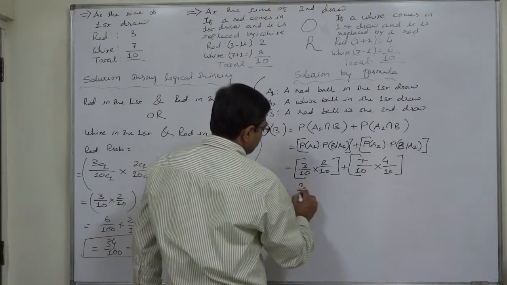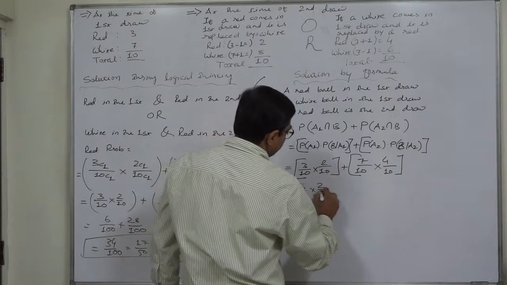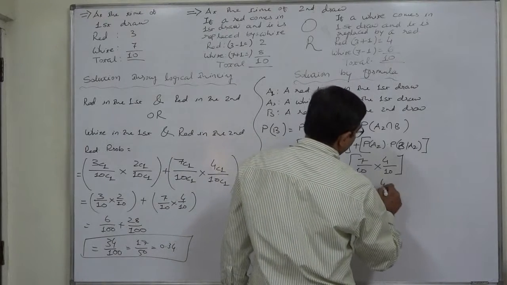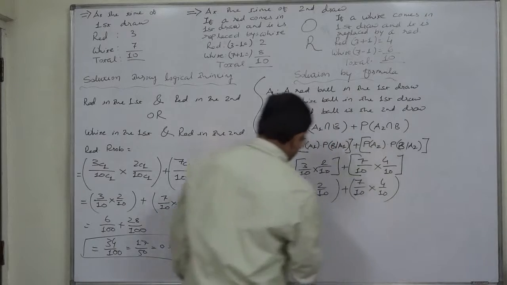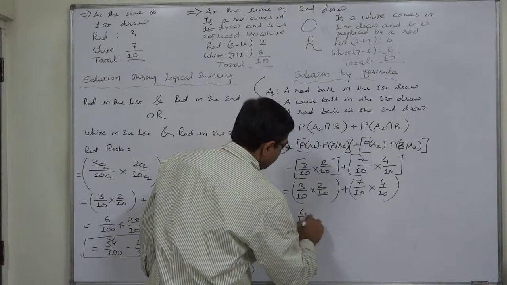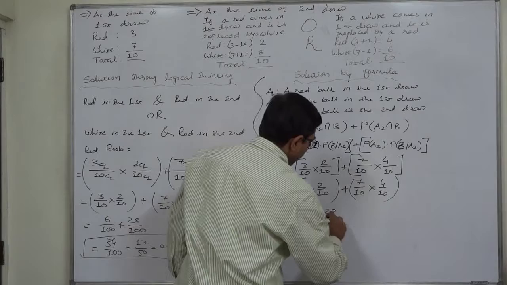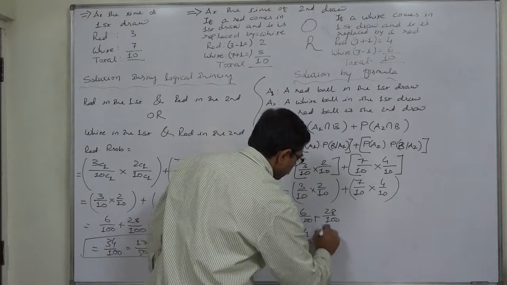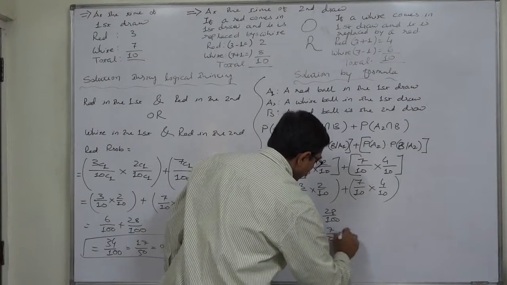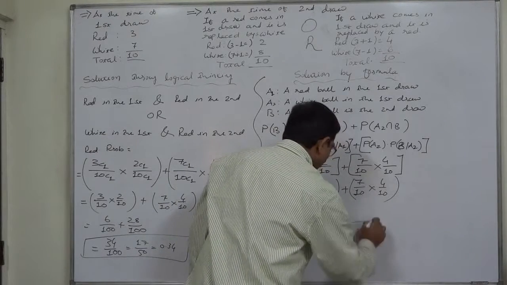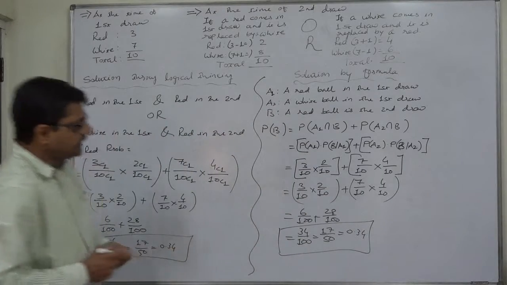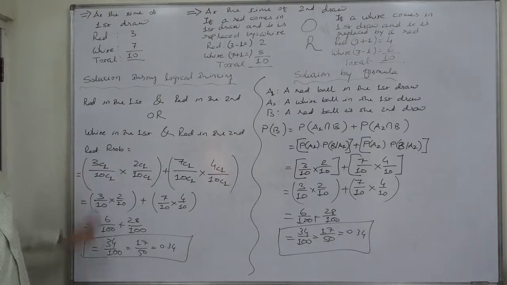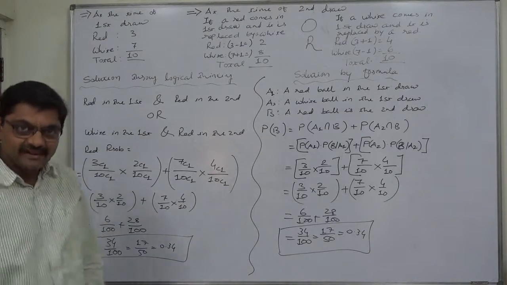So ultimately it is 3 by 10 into 2 by 10 plus 7 by 10 into 4 by 10, that is 6 by 100 plus 28 by 100, that is 34 by 100 equals 17 by 50 or 0.34 or 34%. So we discussed both ways of showing the calculation of required probability. That's it. Thank you very much.